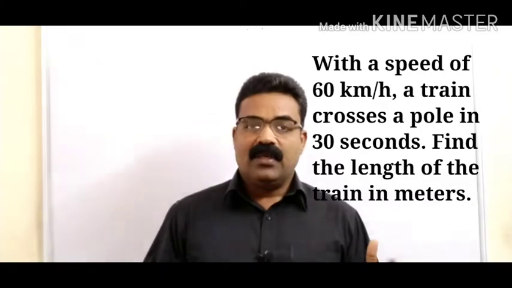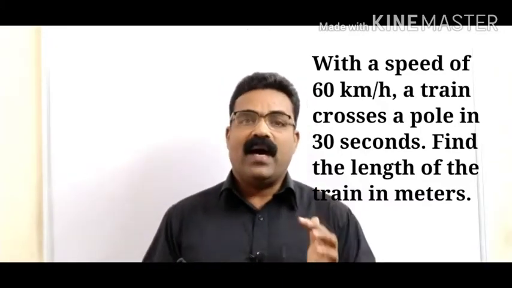Second concept, whenever a train crosses a pole or a standing man, which is a point object, then the total distance covered will be equal to the length of the train. Two very, very important concepts. First concept, when the train crosses the platform. Second concept, when the train crosses a pole or a man standing in the platform. Both of them are different.